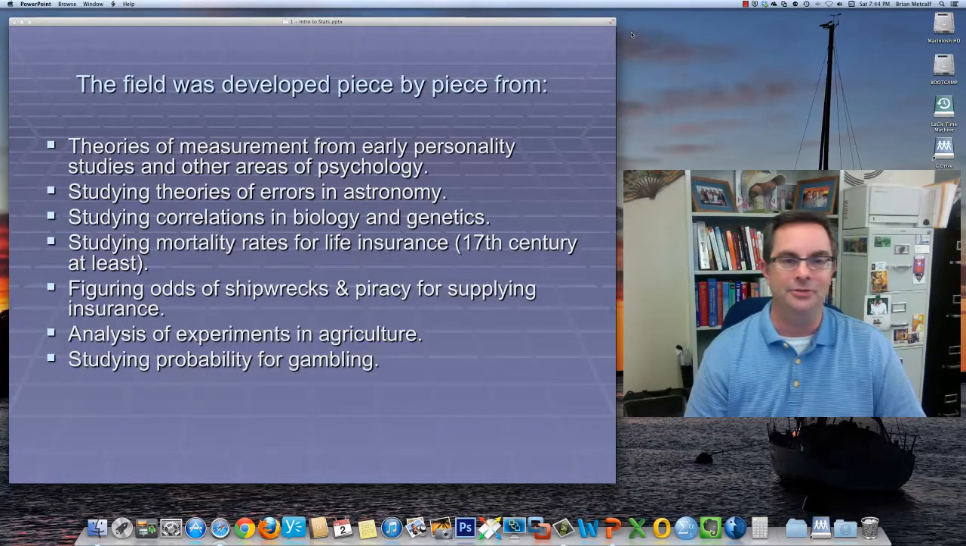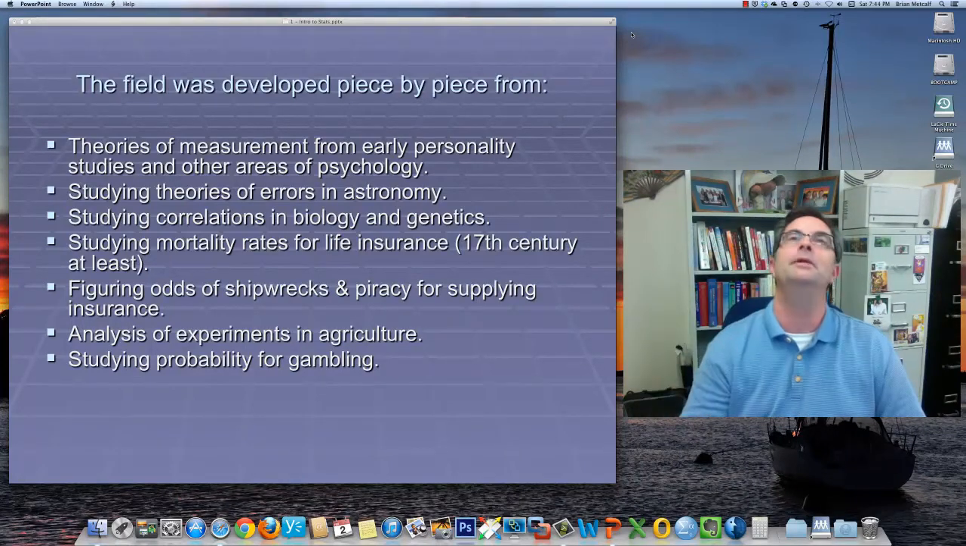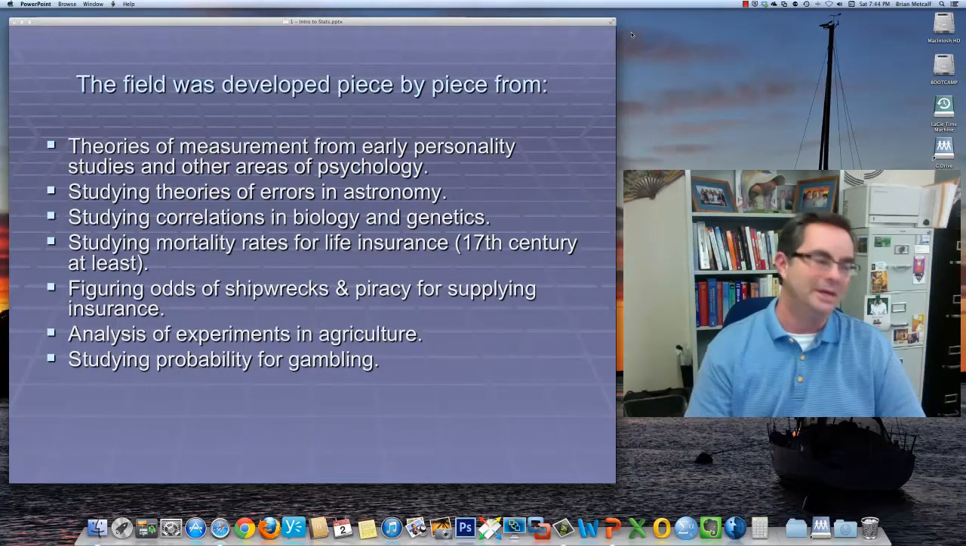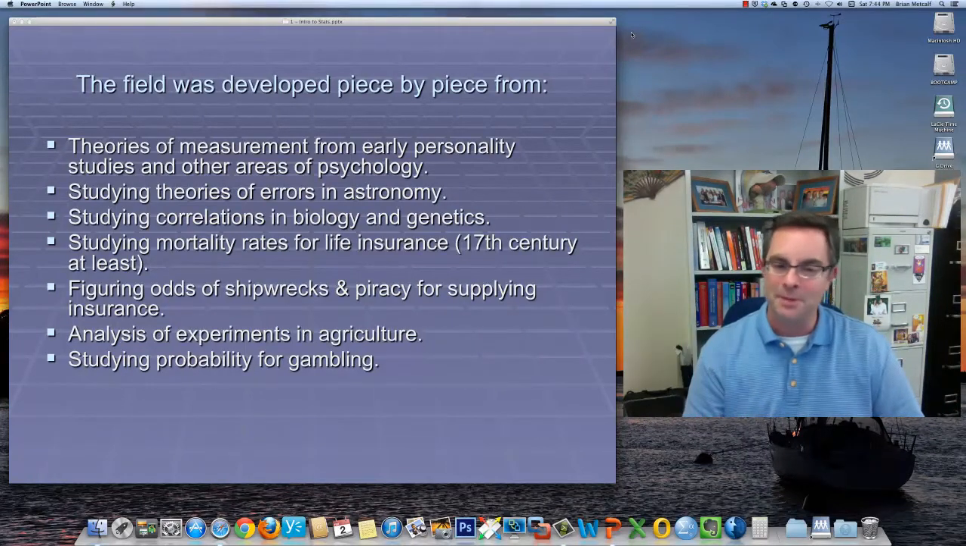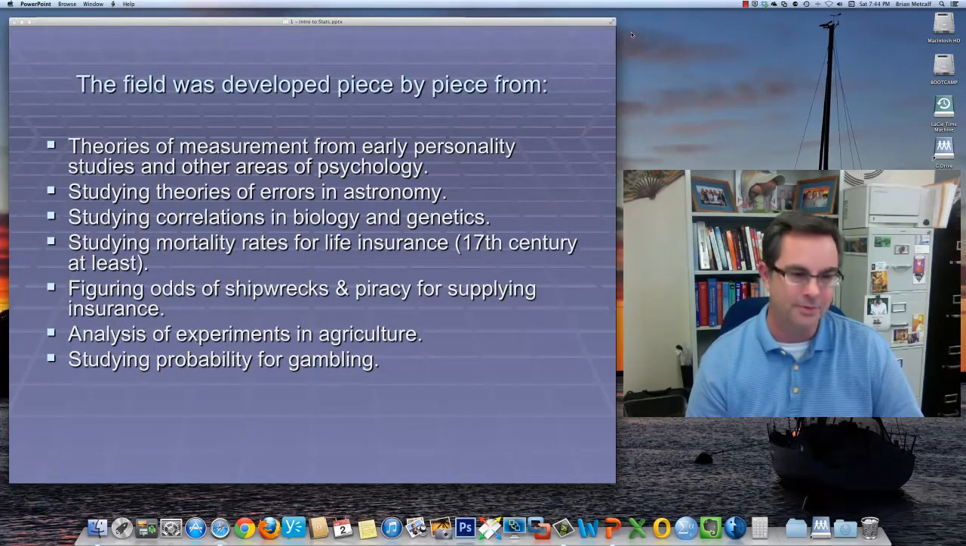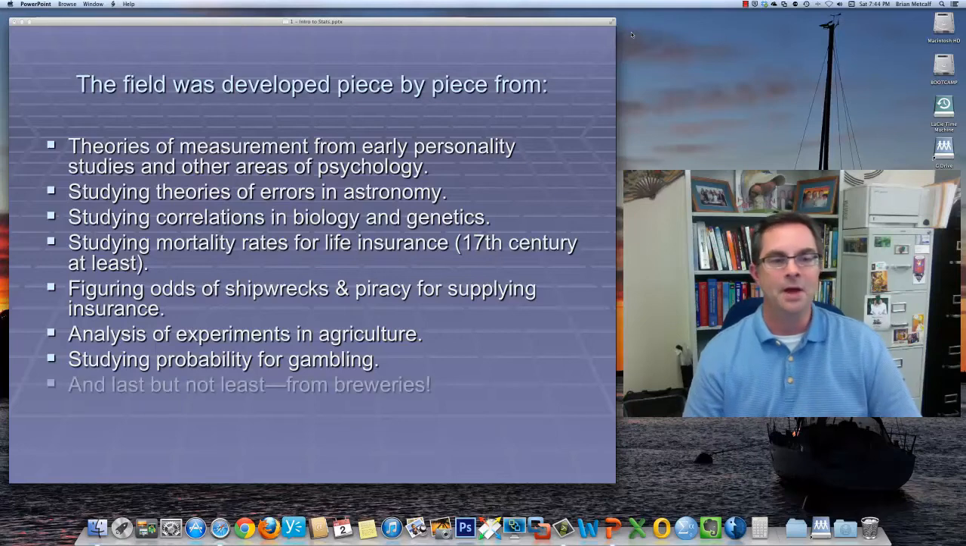Studying probability for gambling, you can certainly understand how gambling is all about probability, and people who wanted to gamble and people who could afford to gamble could also afford to hire people to understand and determine the probabilities of their winning certain games and whatnot. So people, like kings and so on, would hire people to investigate the probability for them. So gambling has contributed to the discipline of statistics.